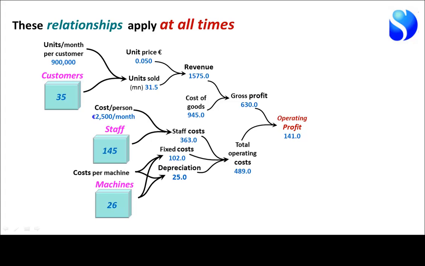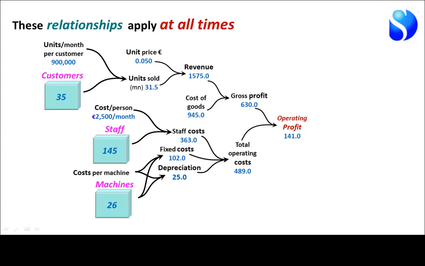Where we get to after doing a bit more work on this is these stocks of things on the left, these resources of customers. That's 35 customers buying on average 900,000 units per month from the company. We've got a certain number of staff costing us a certain amount. We've got a certain number of machines costing us a certain amount.